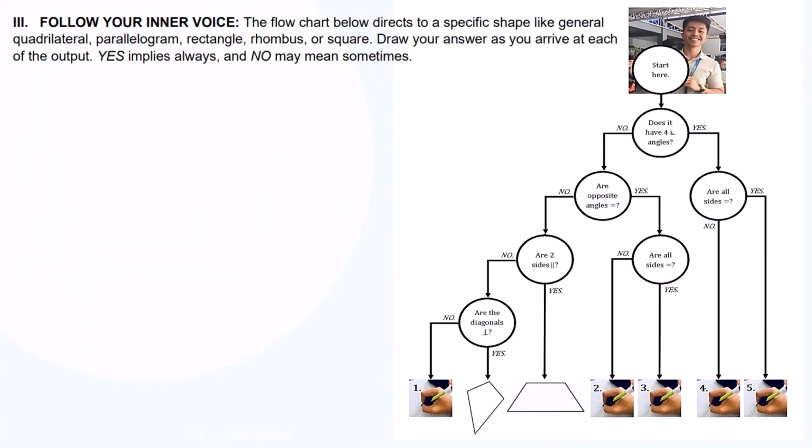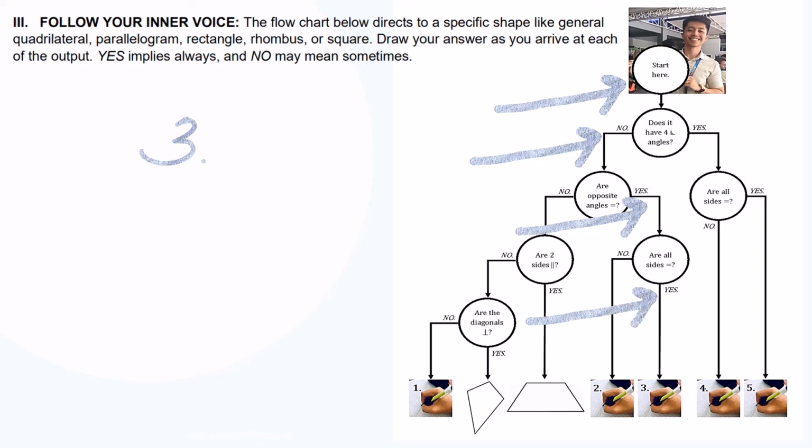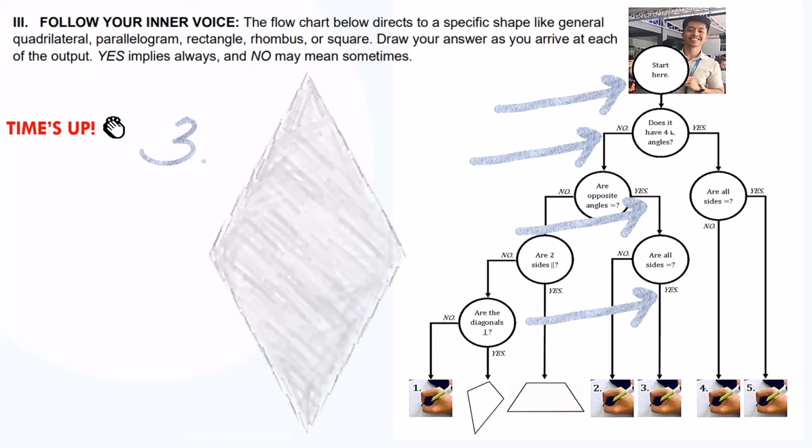Next, number 3. Start here. Does it have 4 right angles? If your answer is no, are opposite angles equal? If it is yes, are all sides equal? And if it is yes, what figure can you draw? Draw your answer. Your 5-second timer starts now. The correct answer, rhombus.